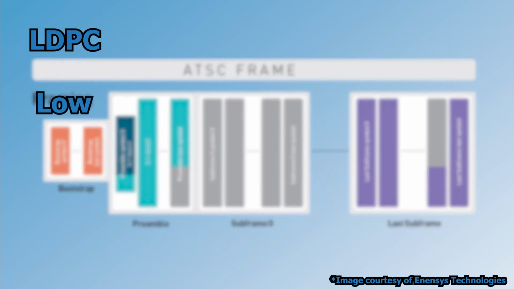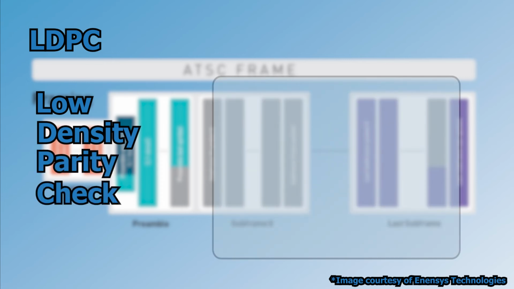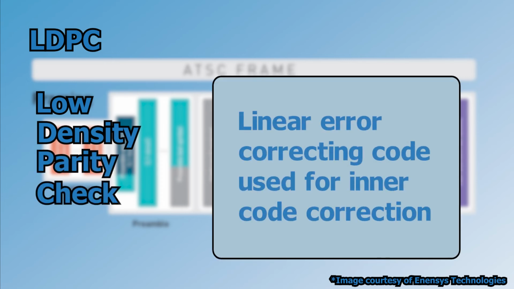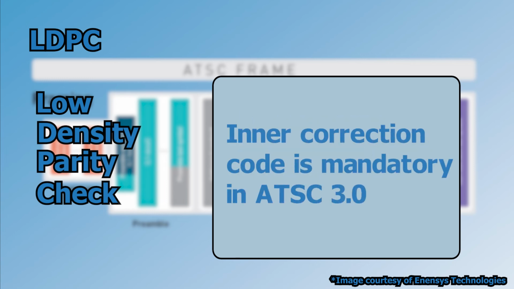LDPC is Low Density Parity Check and is a linear correction code used in the BICM processing block for intercode correction. Intercode correction is mandatory in ATSC 3.0, and there are two different sizes of the LDPC code, 64,800 bits and 16,200 bits. We've presented a lot of information in this video.